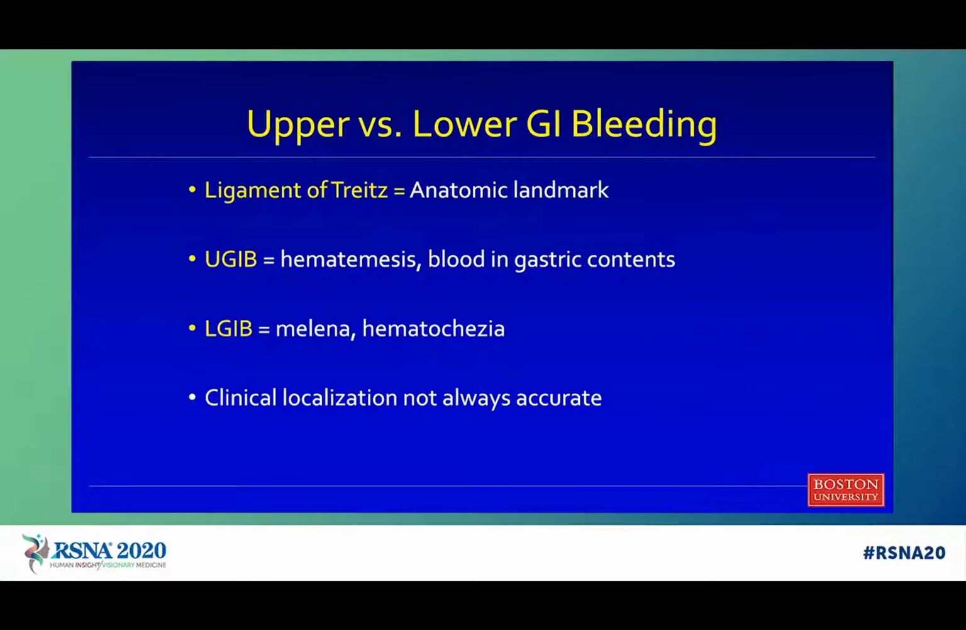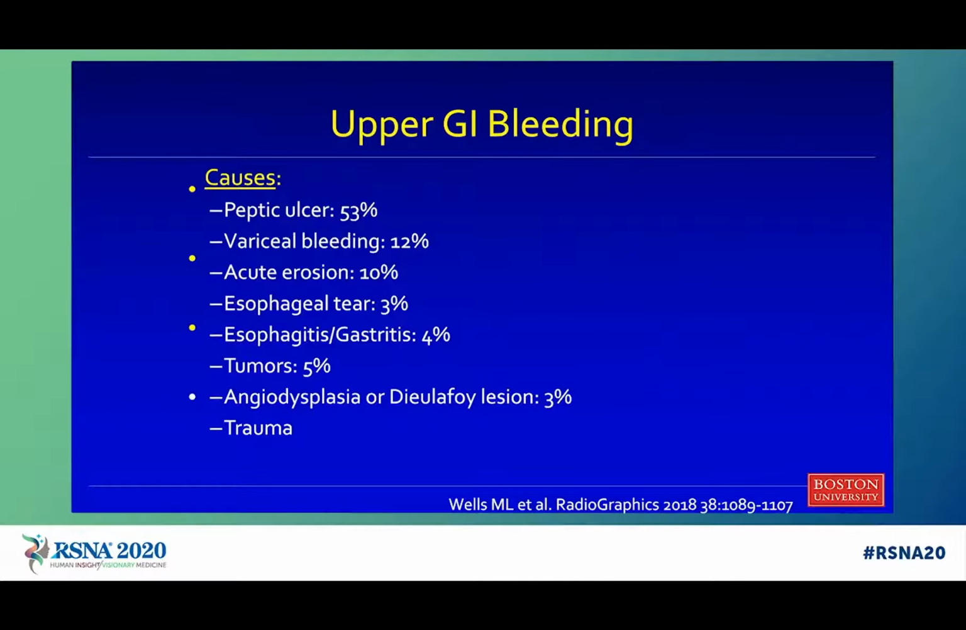The ligament of Treitz delineates the upper from the lower GI tract. The symptoms of upper GI bleeding include things like hematemesis and blood in the gastric contents. Lower GI bleeding manifests with symptoms such as melena and hematochezia. Clinical localization is not always accurate, as blood within the lumen of the bowel increases its peristalsis.